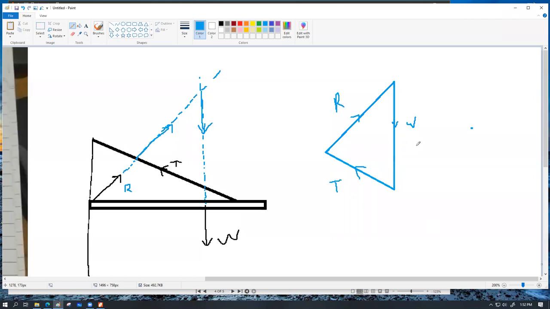Now you can see, if multiple forces have a situation like this, if they do not actually cross through each other, you can never have zero moment as a resultant of all of these forces.